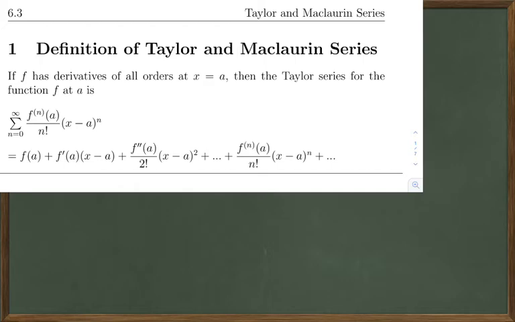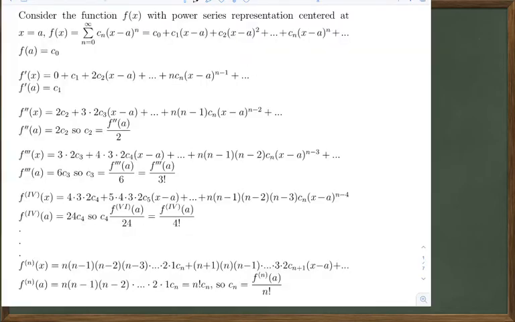Alright, so let's go and get a couple more items here. So we got this big old long list here, and it says to consider the function f of x with a power series representation centered at x equals a. So f of x is equal to the sum n equals 0 to infinity c sub n x minus a to the n power, which is equal to c naught plus c1 x minus a plus c2 x minus a squared plus dot dot dot plus c sub n x minus a to the n, and it keeps going.